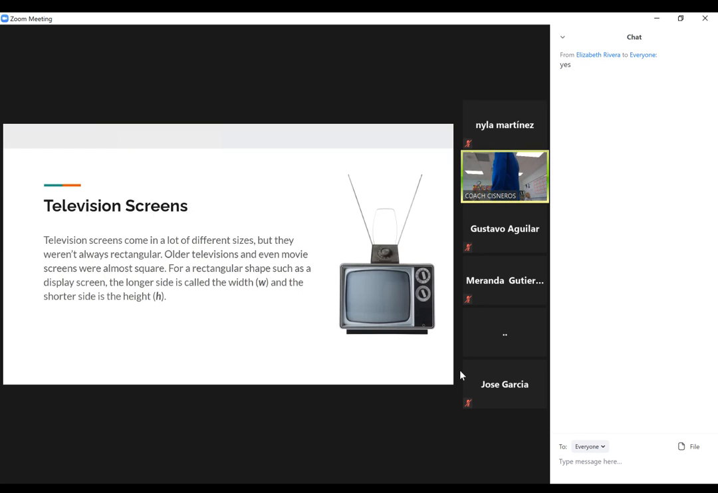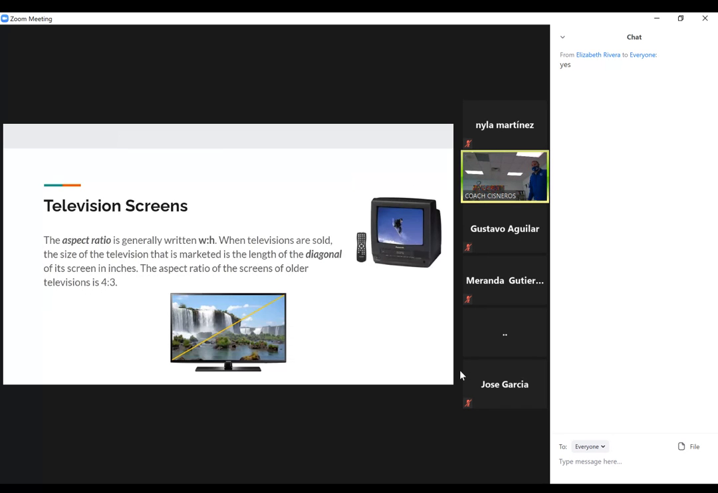So this lesson is on aspect ratios, and there's a lot of aspect ratios in real life that we deal with, especially on television screens. How many of you have an old TV screen like this? A little square TV screen, not widescreen, right? It looked more like a box, right? TV screens are measured by their width and their height. So the width is the long side and the height is the shorter side.